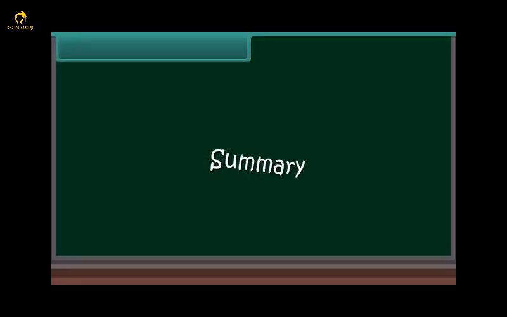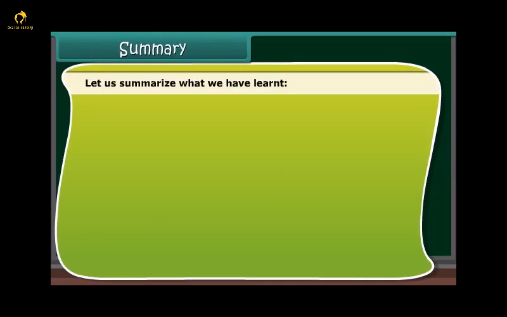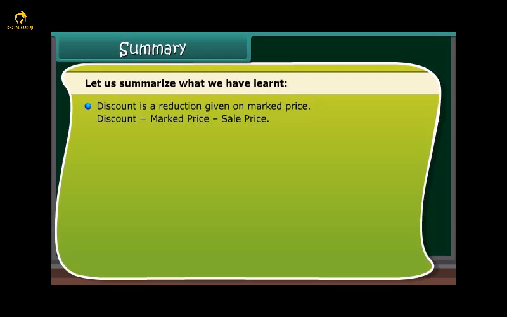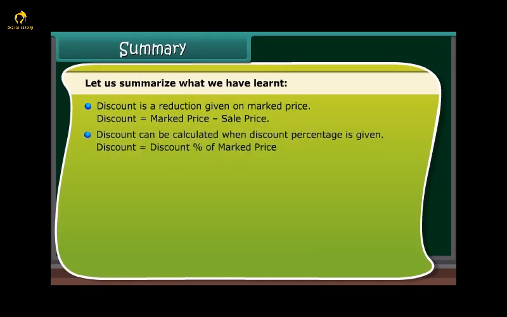Summary. Let us summarize what we have learned. Discount is a reduction given on marked price. Discount is equal to marked price minus sale price. Discount can be calculated when discount percentage is given. Discount is equal to discount percentage of marked price.